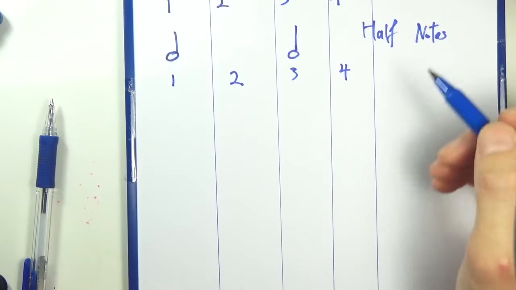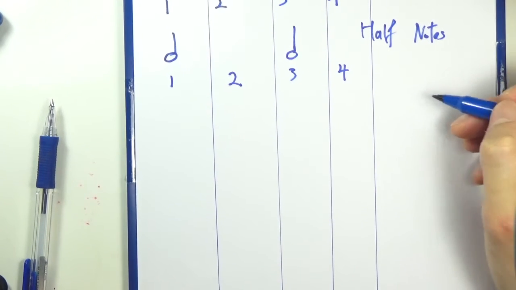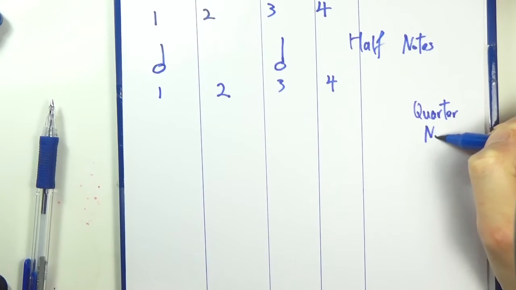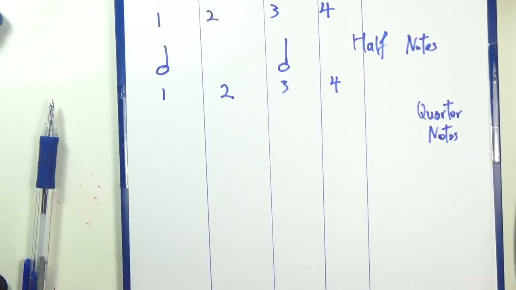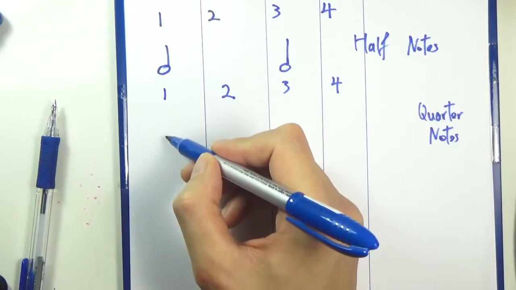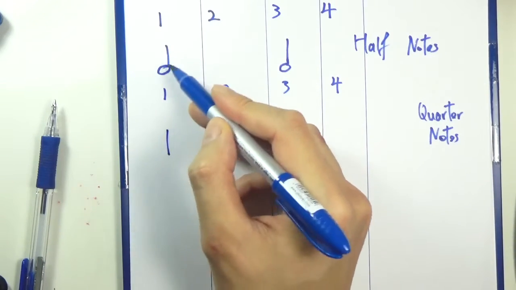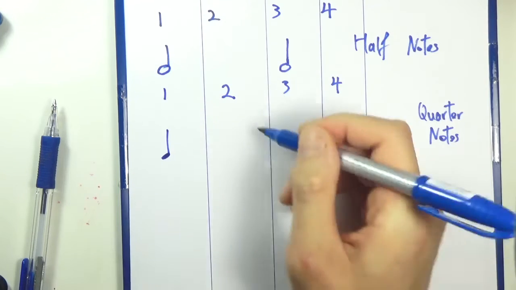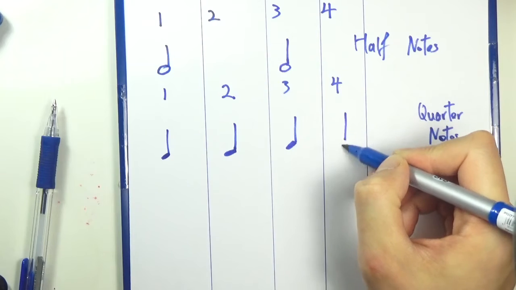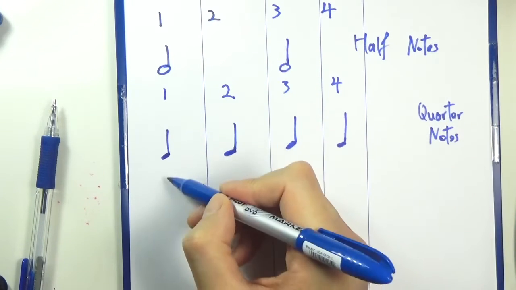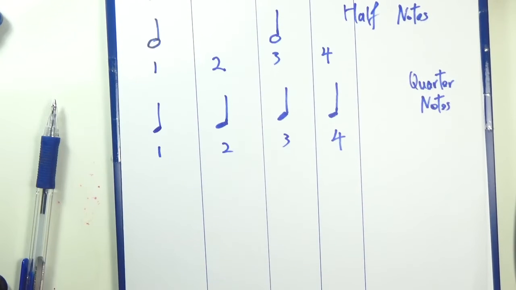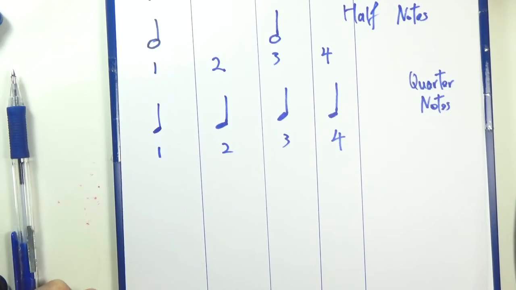Going down, you should have your quarter notes. Okay, so we are dividing this one again into two equal parts. And to divide this one, you fill up the circle. Alright, and that's again 1, 2, 3, 4, beat 4, 4 beats. That's your quarter notes.